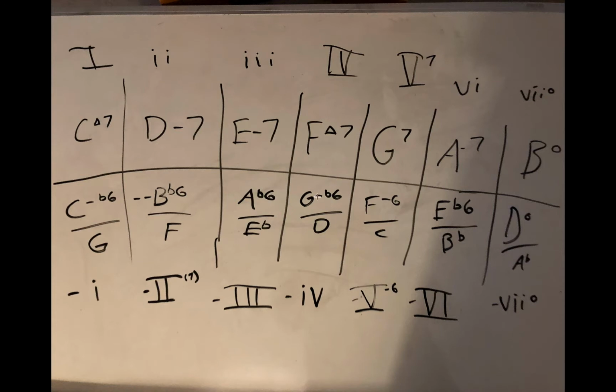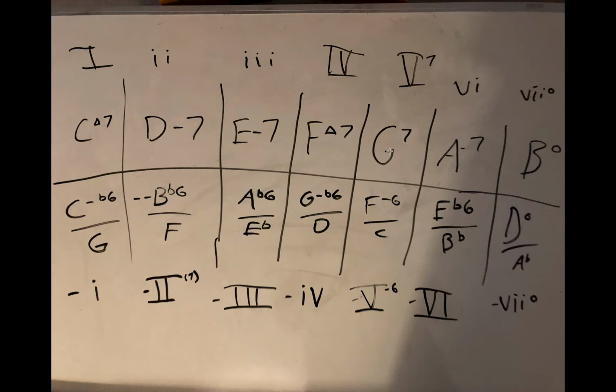F major 7 becomes G minor with a flat 6 over D. Again, these roots right now don't make a difference. You could just say it's C minor flat 6 or G minor flat 6. But when we start getting into altered stuff, it will make a difference. So it's good to just kind of have that in the back of your mind.